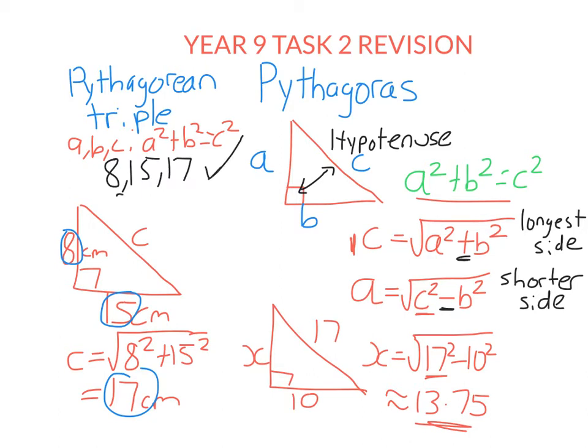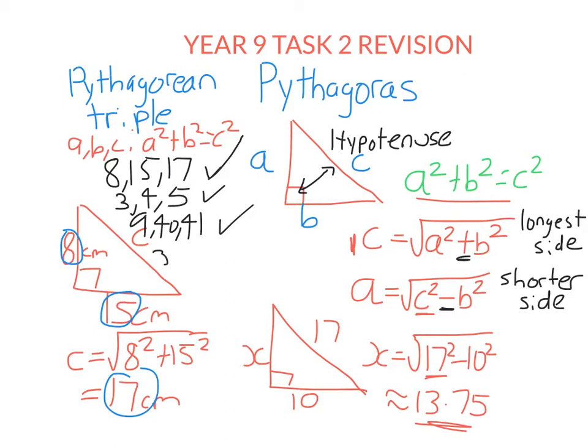Another Pythagorean triple, very simple, 3, 4, 5, because 3 squared plus 4 squared equals 5 squared. Another one is 9, 40, and 41, because 9 squared plus 40 squared equals 41 squared. So they both equal 1,681 if you were to put them on your calculator. If you do 9 squared plus 40 squared, you get 1681. If you do 41 squared, you get 1681.